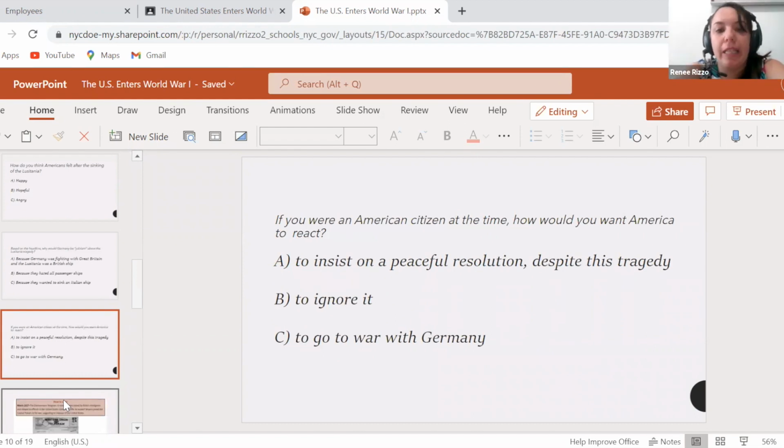If you were an American citizen at the time, how would you want America to react? A, to insist on a peaceful resolution despite this tragedy. B, to ignore it. Or C, to go to war with Germany. This question is an opinion, so I would definitely recommend that you just pause here and discuss with your classmates.